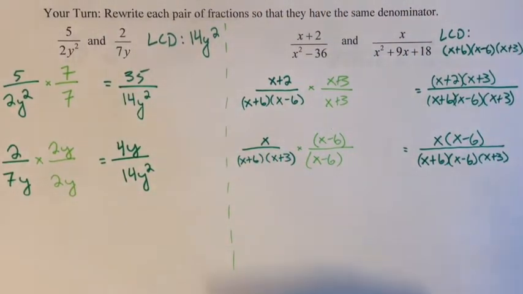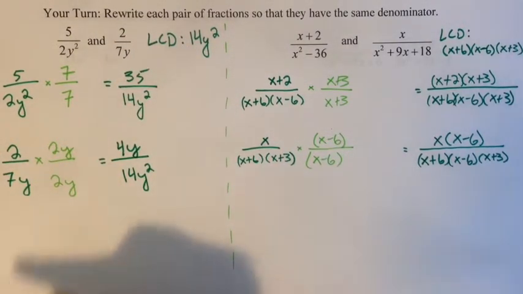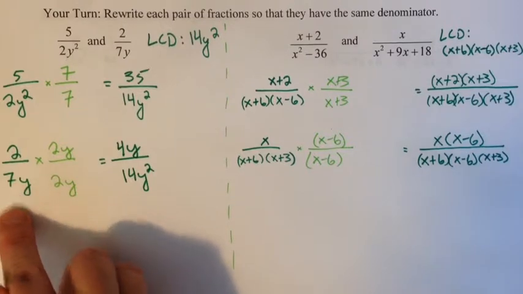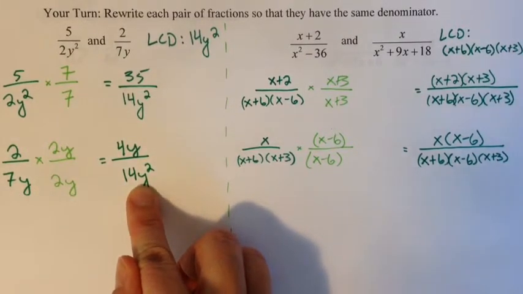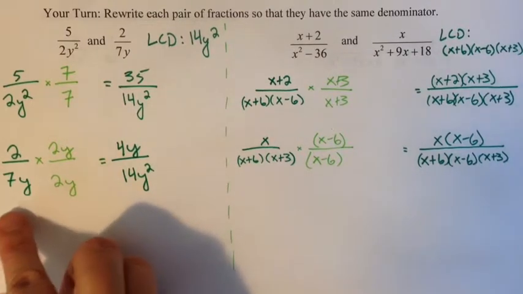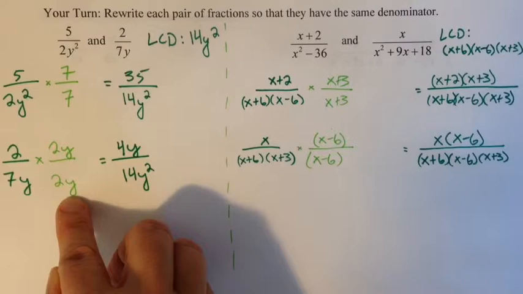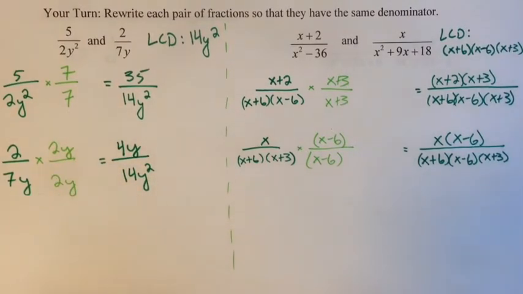Now I grab my second fraction, 2 over 7y, and I ask myself the same question. What do I have to do to 7y to get 14y squared? To get the 7 to turn into a 14, I'll need a 2. And to take a single y and turn it into a y squared, I'll need another y. I multiply top and bottom by the same thing, which gives me 4y as the numerator.